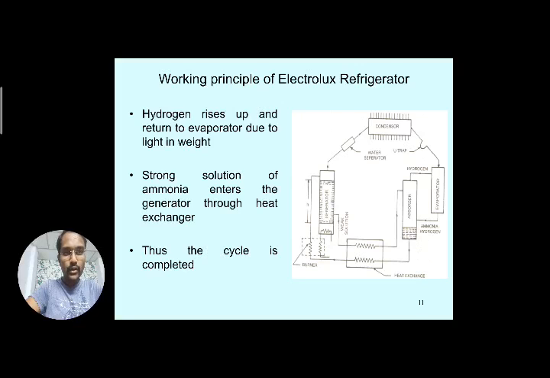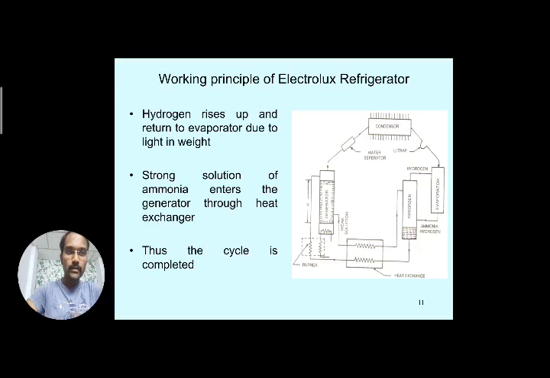Here the weak solution in the top circuit is moving through the heat exchanger, and in the bottom circuit you can see the strong solution at low temperature moving. During this, the weak solution at high temperature gives its heat to the low temperature strong solution. So the strong solution is preheated in the heat exchanger, and the temperature exchange takes place. The hotness of the weak solution gets reduced, and the low temperature of the strong solution increases. Both things happen simultaneously. So that is the use of the heat exchanger.